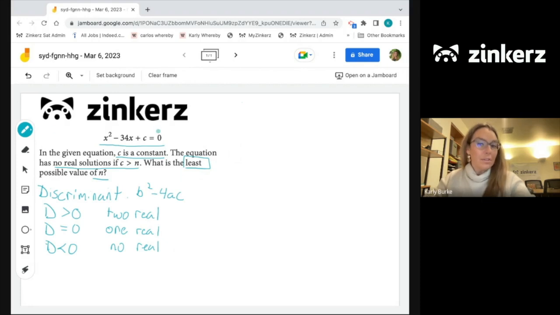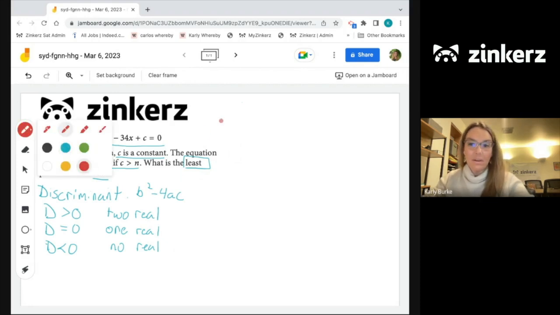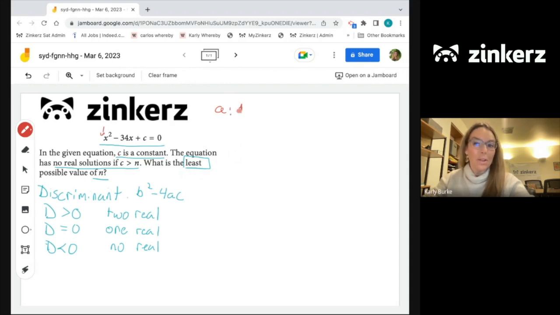So we're going to figure out what the discriminant is. First, let's figure out what a, b, and c are. A is the number in front of x squared. There's nothing there, but really there's a 1 there. B is the value in front of x. So in this case, it's negative 34. And c is the constant, and in this case, c is just c. So we are looking at no real solution, so we're going to set it less than 0.